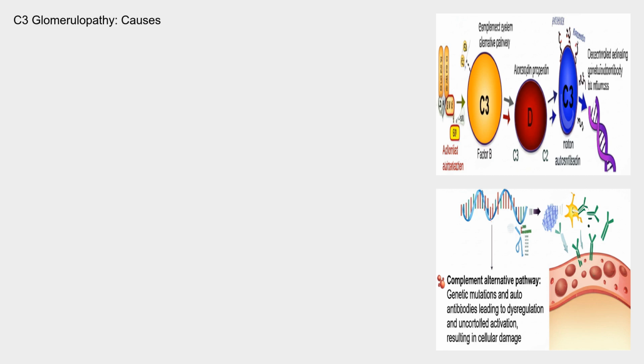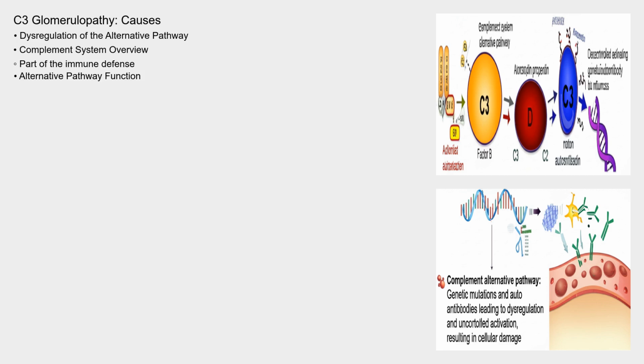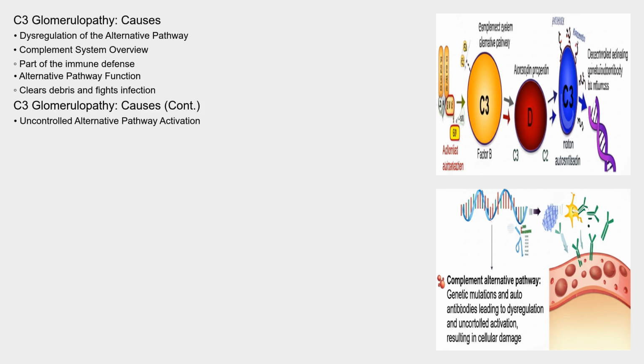Well, it's largely a disease driven by dysregulation of the alternative pathway of the complement system. Think of the complement system as a crucial part of your immune defense. The alternative pathway, one branch of this system, normally helps to clear debris and fight off infections. However, in C3G, this pathway becomes overactive and uncontrolled. This is often due to genetic mutations affecting complement regulatory proteins, or the presence of acquired autoantibodies that interfere with the normal function of these proteins. These factors prevent proper regulation, leading to continuous activation of the alternative pathway.